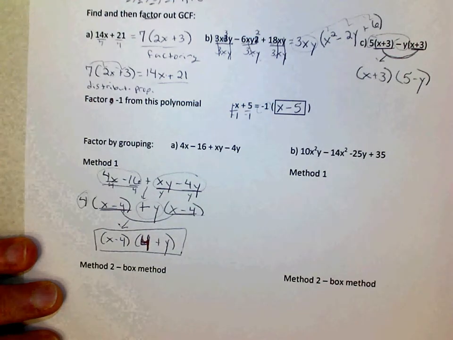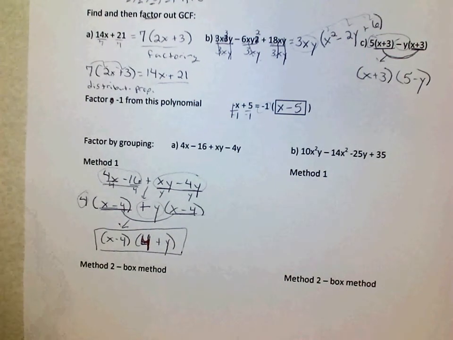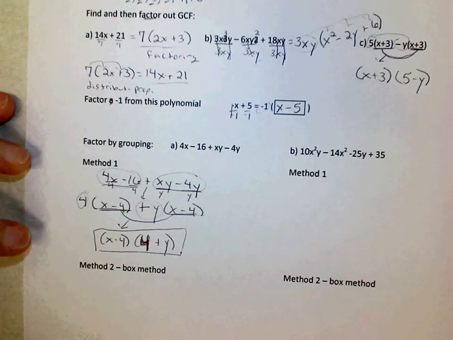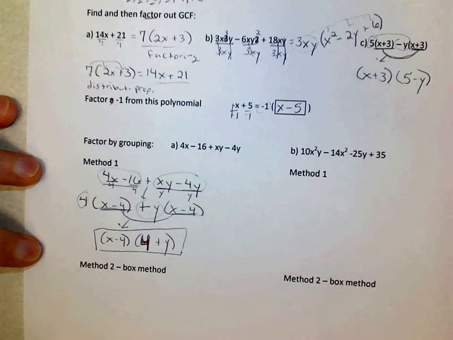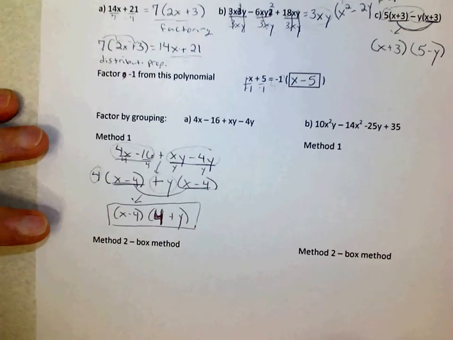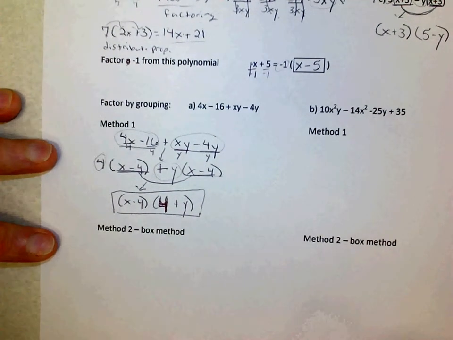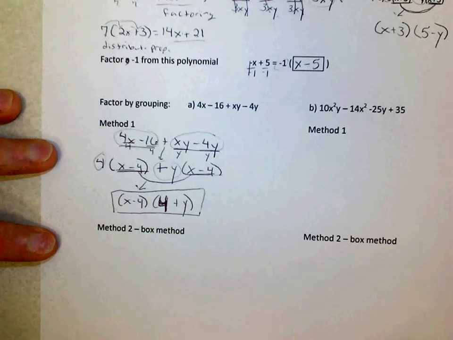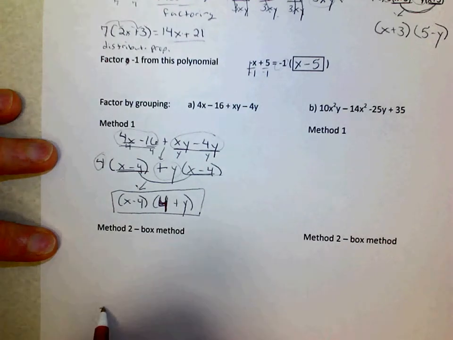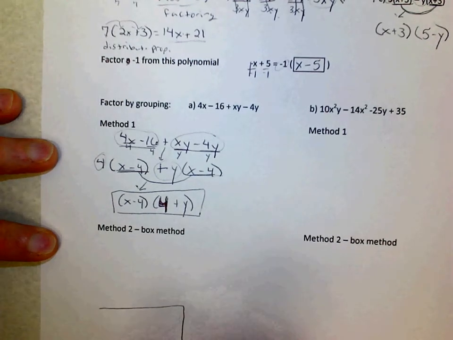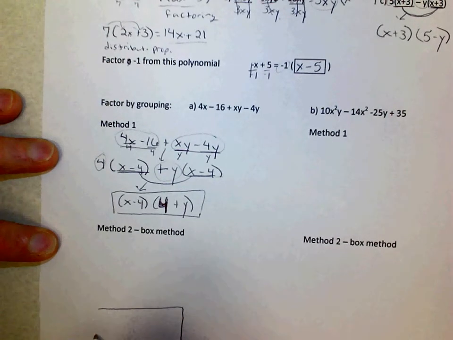Now there is another method that I actually really prefer better. It's called the box method. And I want to tell you, box is your friend. Because when we get to number B, you're going to understand why box is your friend, because you don't have to worry about changing signs. You just use the signs that are given. So remember this, box is your friend.